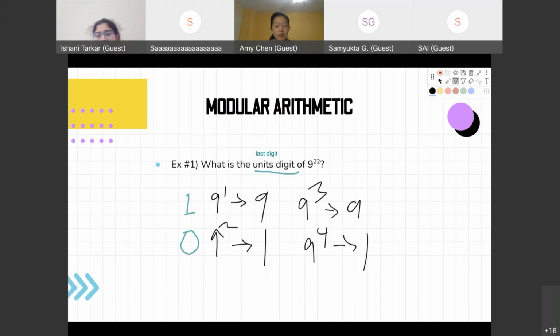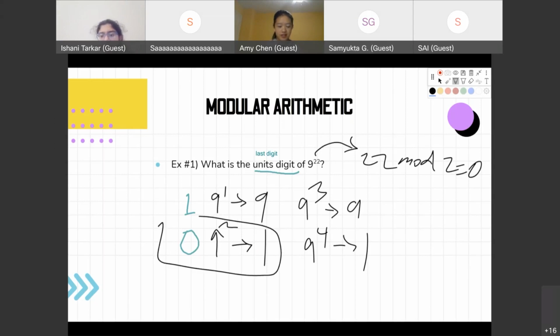So in other words, when the power divided by 2 has a remainder of 1, then it'll have a last digit of 9. But if the power divided by 2 has a remainder of 0, in other words, the power mod 2 equals 0, then it'll have a last digit of 1. Since the power is even, 22 mod 2 equals 0, so the units digit would be 1.